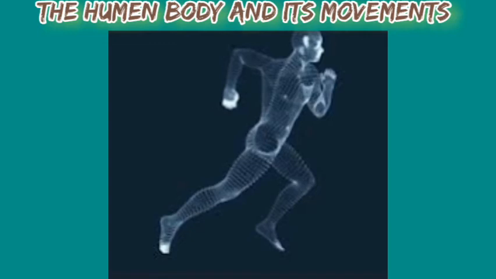Number 2, pivotal joint. This joint connects the head and neck region together. Pivotal joints allow the head to bend backwards and forward, and also the left or right movement of the head.